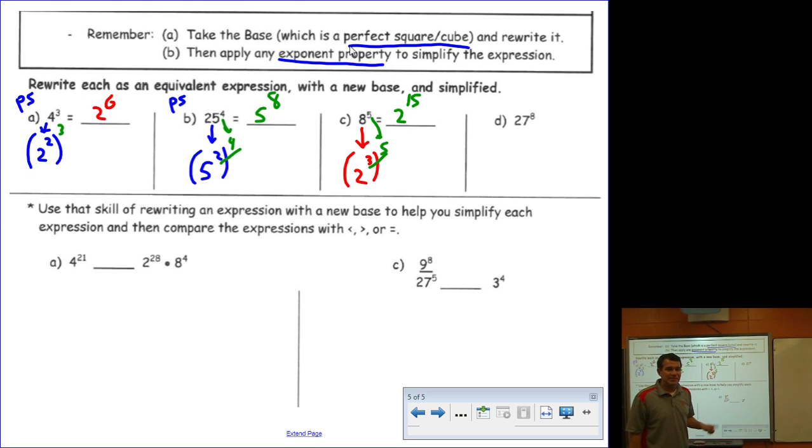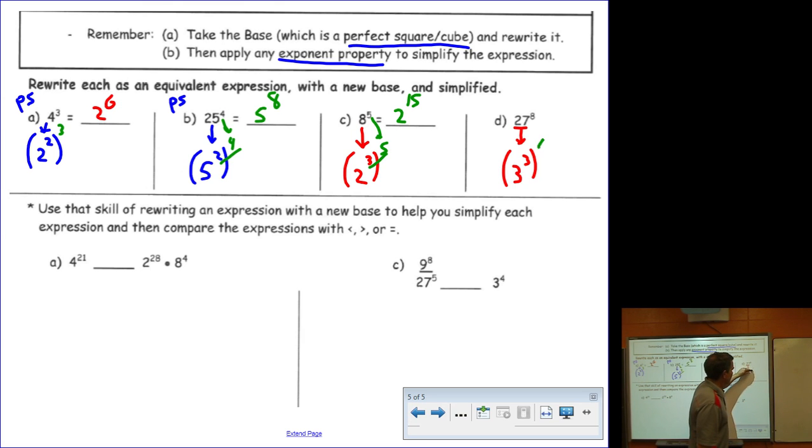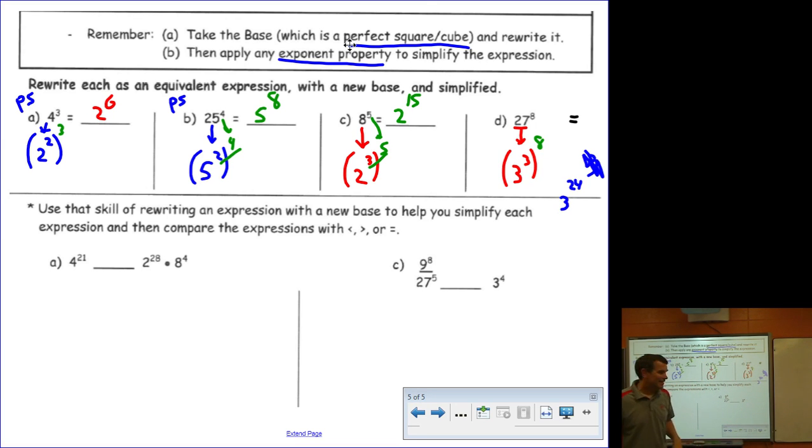And last up, see if you can get this one before I do it. Maybe pause it. On this one, 27 is a perfect cube. It is 3 to the 3rd power. Of course, the 8 would still be on there, which makes this actually equal 3 to the 24th power. All right, I hope you got that one.